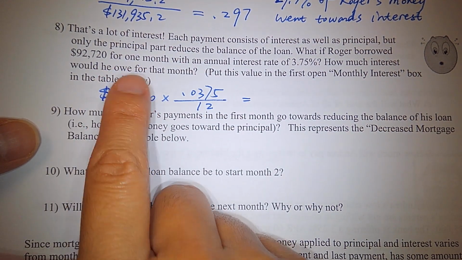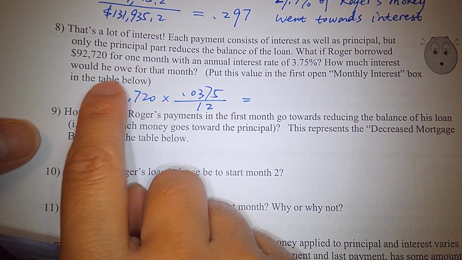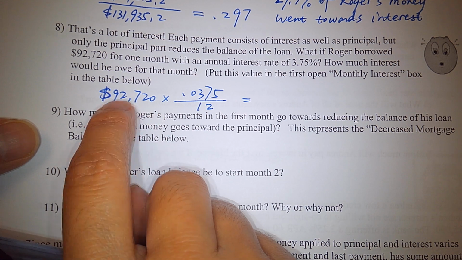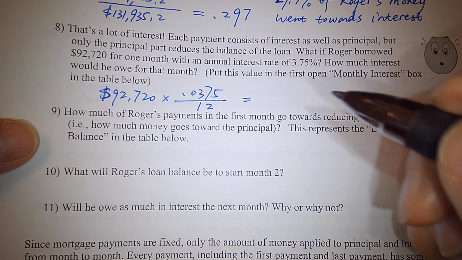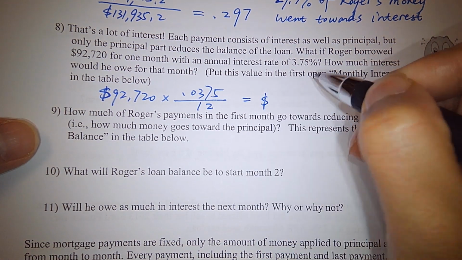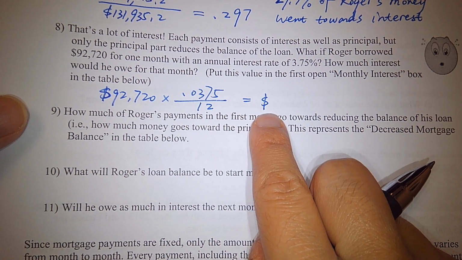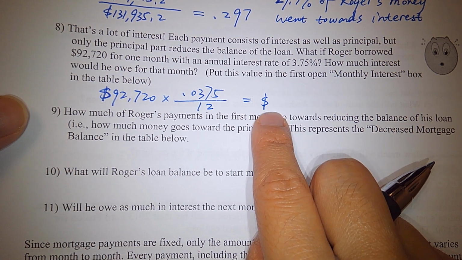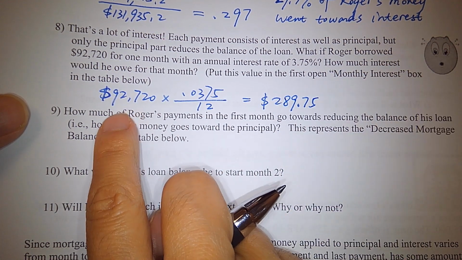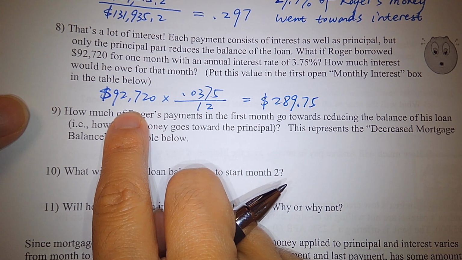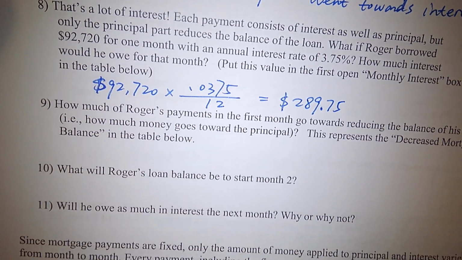This is the money we owed because we haven't paid any mortgage yet. No mortgage payment yet. So this is the amount of money we owe in the first place times the monthly rate. Can you tell me? This is the first month's interest we're paying. How much is it? $289.75. Okay, so the first month we owe the bank $289.75. So let's put it in this box.